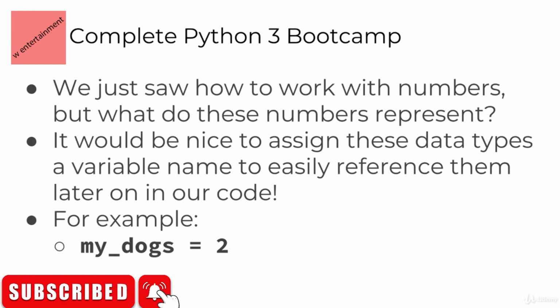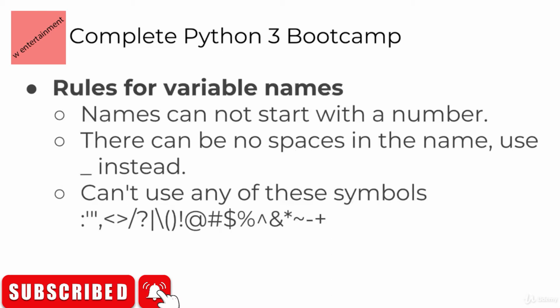on in our code. For example, I could say a variable name my_dogs is equal to 2 because I have 2 dogs. Now, there are a couple of rules for choosing a variable name in Python. And these rules are that names cannot start with a number. There can also be no spaces in the variable name, so you should use an underscore instead. And you also can't have any of these symbols in a name.